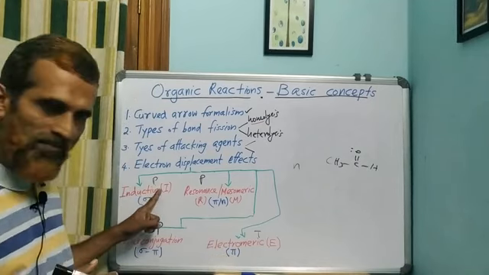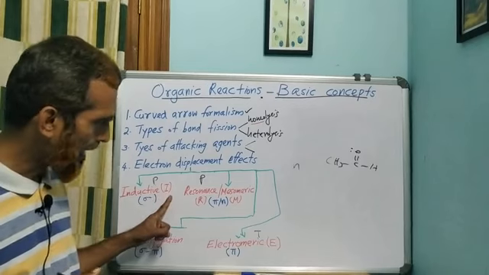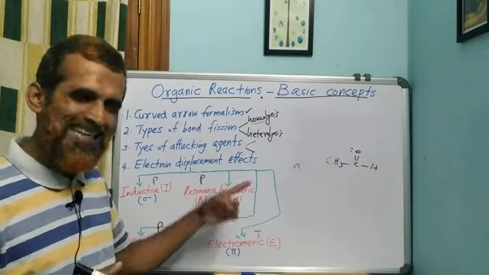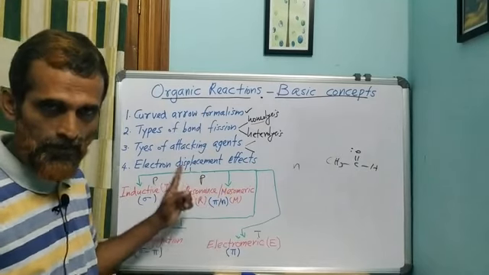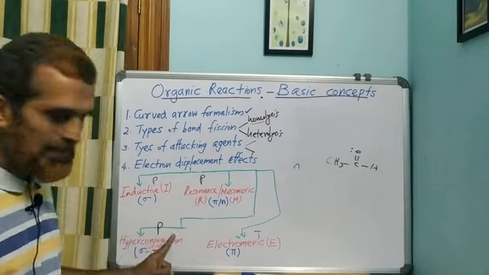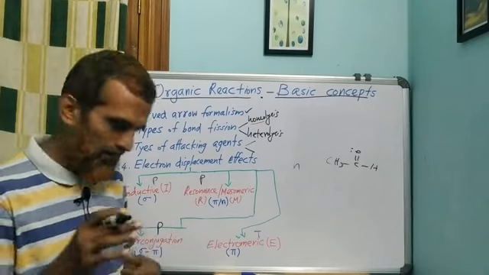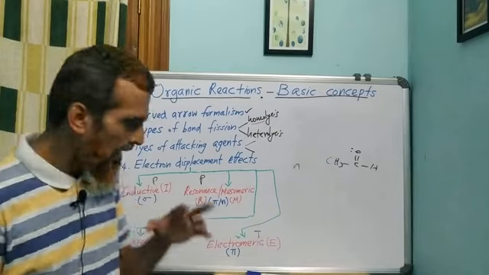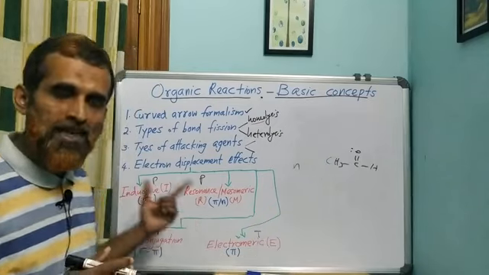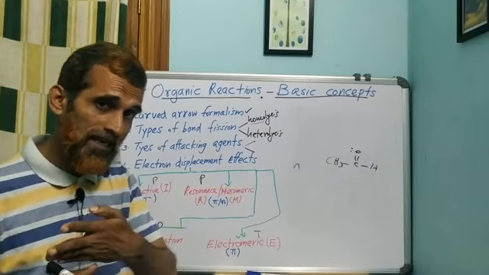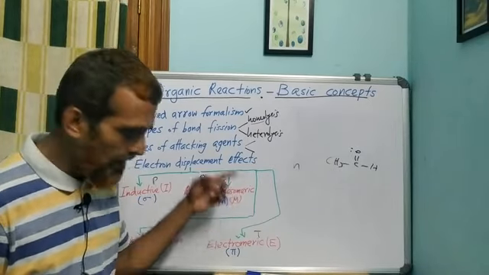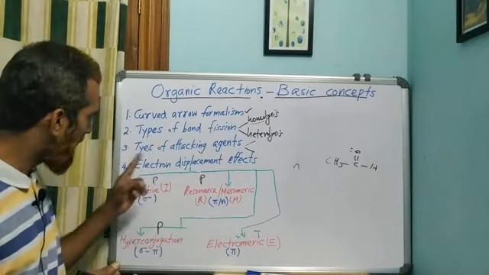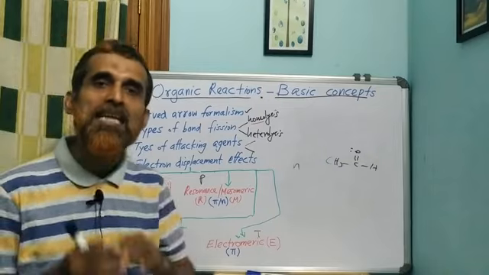Now these are abbreviated. Inductive effect is capital I. This is capital R and capital M. Mesomeric effect is the former name of the resonance effect; we now use this name. Hyperconjugation doesn't have any such abbreviation. Electromeric effect is letter E. These abbreviations exist because all of these are of two types: plus I and minus I, plus R and minus R, plus E and minus E. We will go into the details in the next class. In each class, we will discuss one electron displacement effect in detail.